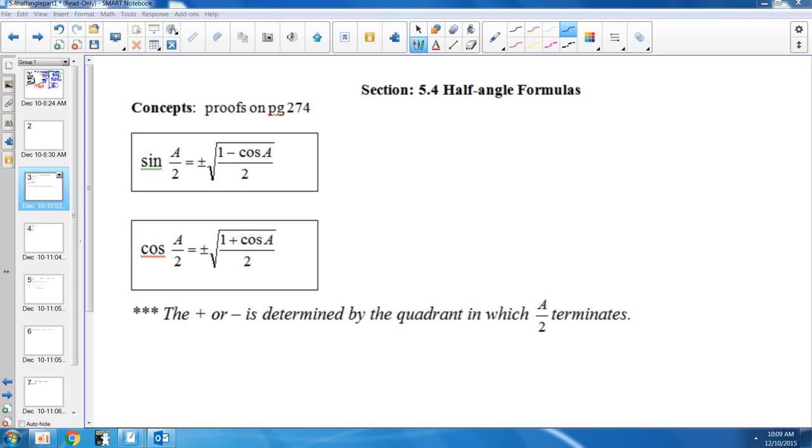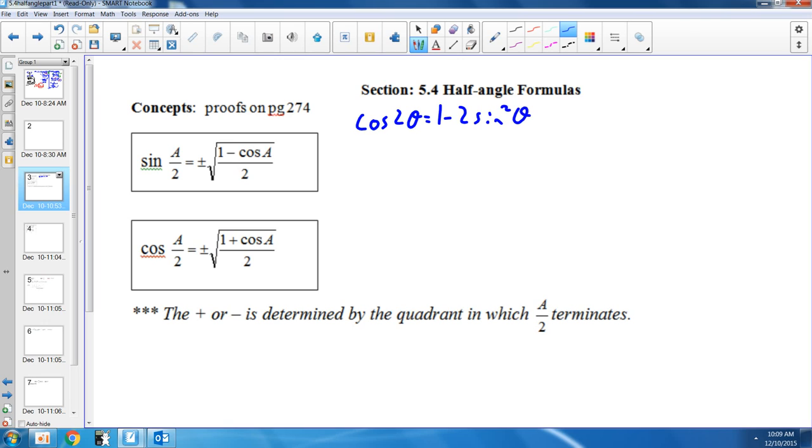I want to go ahead and prove the first two. And the way I'm going to prove the first two is with the double angle formulas. So I know that looking at the first one, the cosine of 2 theta is equal to 1 minus 2 sine squared theta.